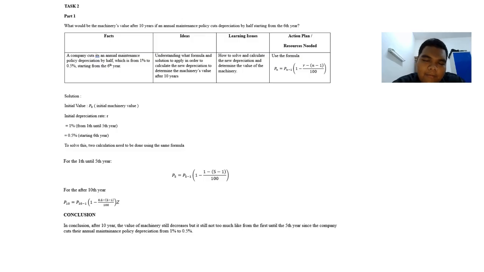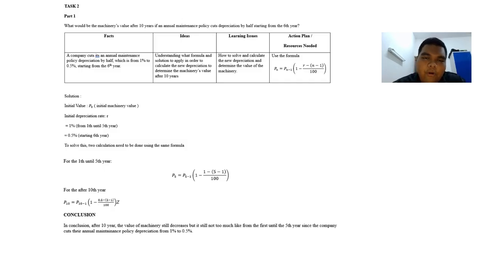So for after 10 years, we need to use P10, which is the 10th year. So P10 equals P10 minus 1 in bracket 1 minus 0.5 minus 5 minus 0.5 divided by 100. Sorry, 0.5 minus 5 minus 1 divided by 100.